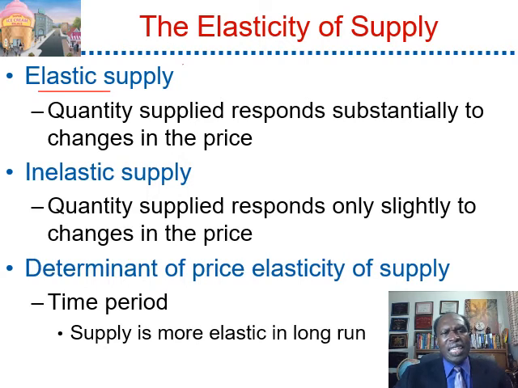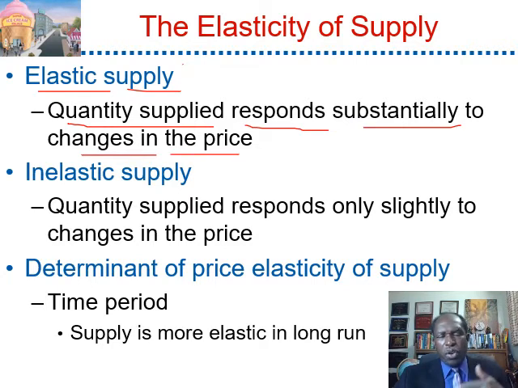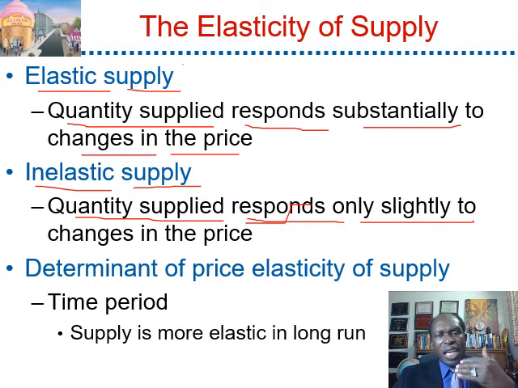What is an elastic supply? Supply is said to be elastic when quantity supplied responds substantially to changes in the price. In other words, the value of the elasticity is greater than 1. On the other hand, an inelastic supply is whenever quantity supplied responds only slightly to changes in the price. So in this case, the value of the elasticity would be between 0 and 1.